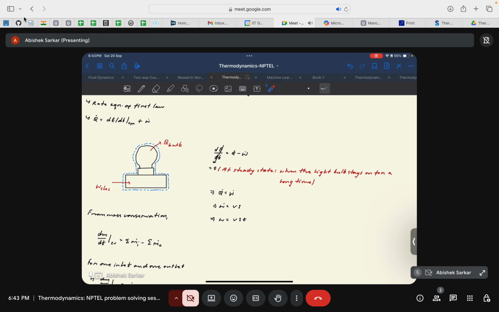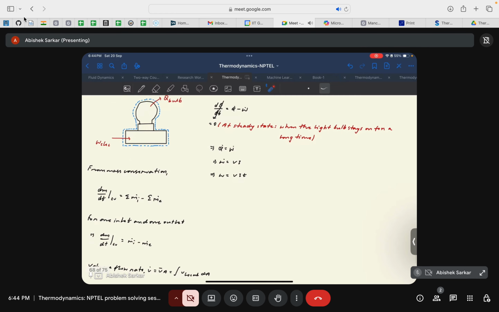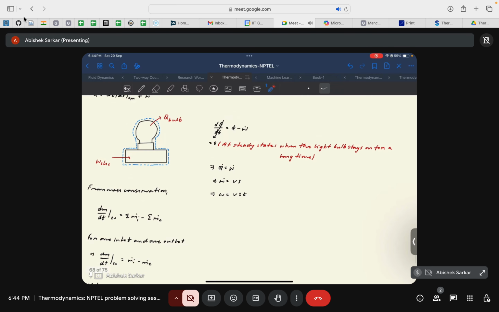So we'll have q minus w equal to zero, or q is equal to w, and w we can evaluate as being equal to vi. That is a standard equation for these electrical systems. If we multiply it with time, we'll get the net work done, which is vi times t. So it is a very simple example of applying the rate form of the first law of thermodynamics to a non-flow thermodynamic system.